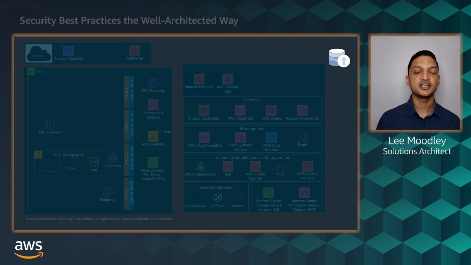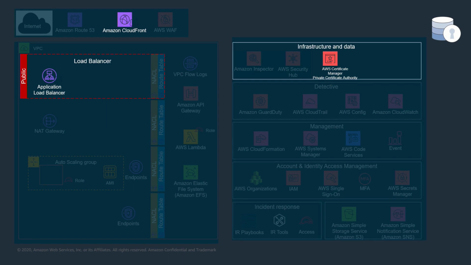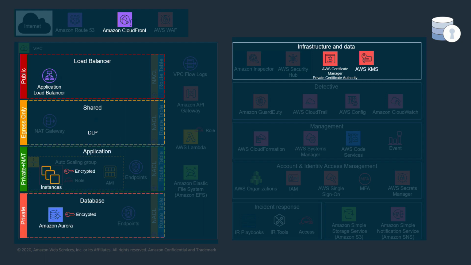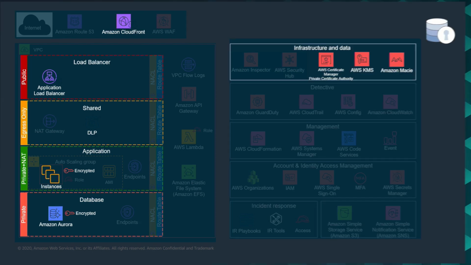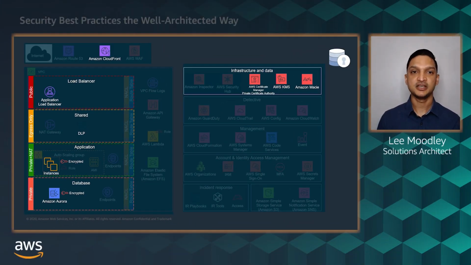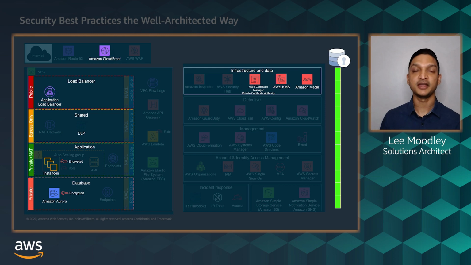If we go back to our architecture now and have a look at how we've implemented these controls, I've used Certificate Manager for SSL certificates on CloudFront and our ALB to give us protection in transit, DLP at our egress layer, and I've used KMS to encrypt our instance volumes as well as the database. And lastly, Amazon Macie, so that I know about any PII data that I have and how it's being accessed. As you can see, we're now well aligned to the security pillar of the Well-Architected Framework for our WordPress architecture.